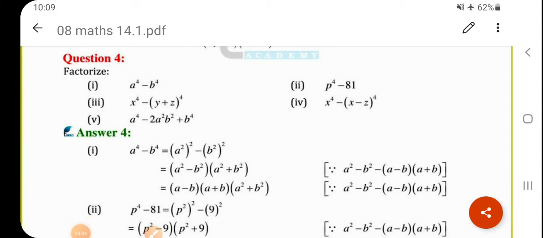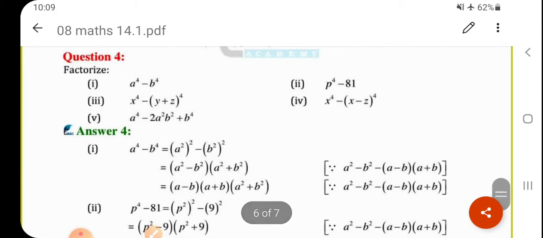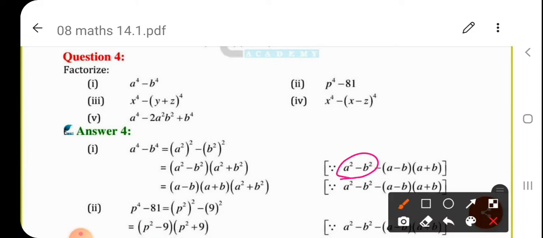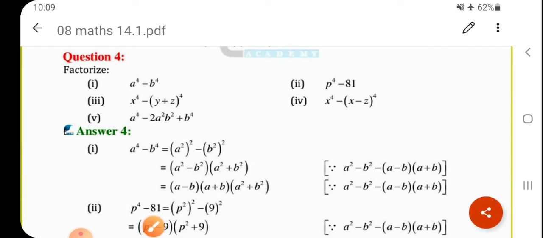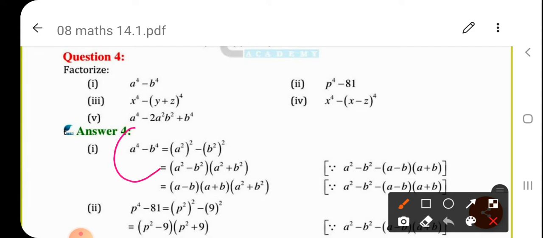Now question number 4, factorize. Here you have to use identities. a square minus b square is equal to a minus b into a plus b, but a little bit different. Here a raised to 4 minus b raised to 4. So a raised to 4 you can write as a square raised to square, and b raised to 4 you can write as b square raised to square. This a square is taken as a and b square as b. So a square minus b square into a square plus b square. Understood? It's very simple.